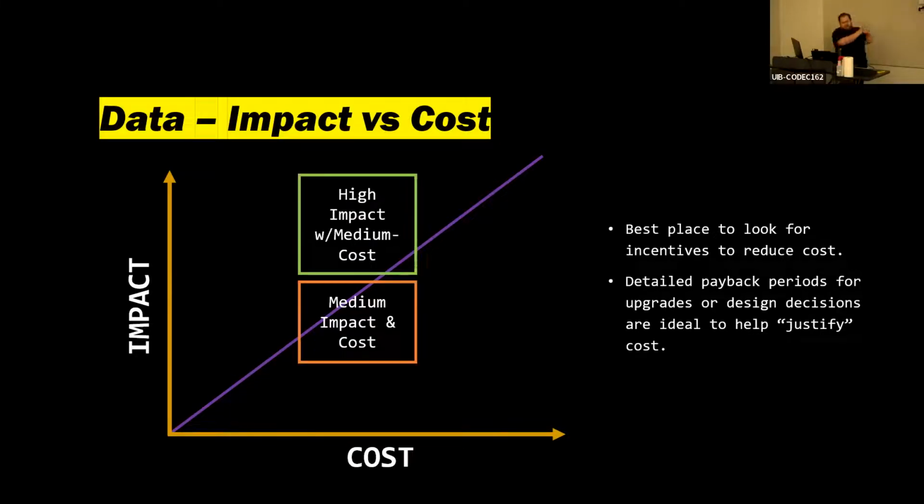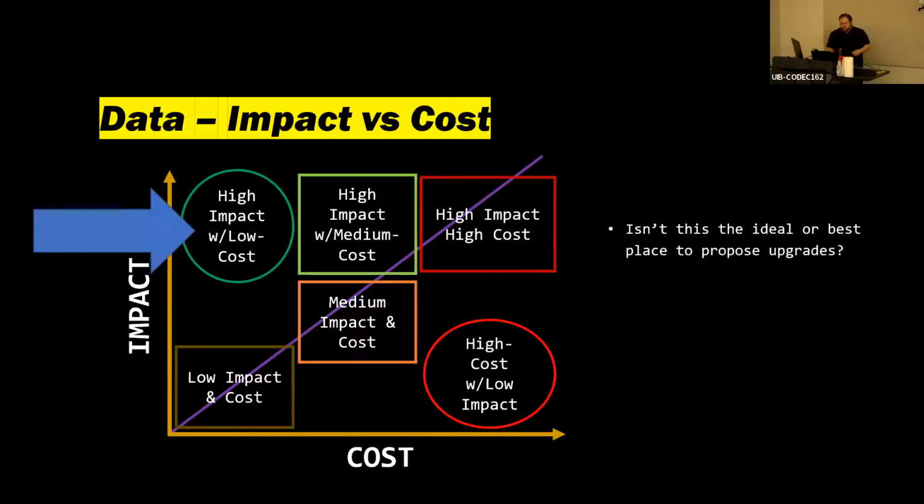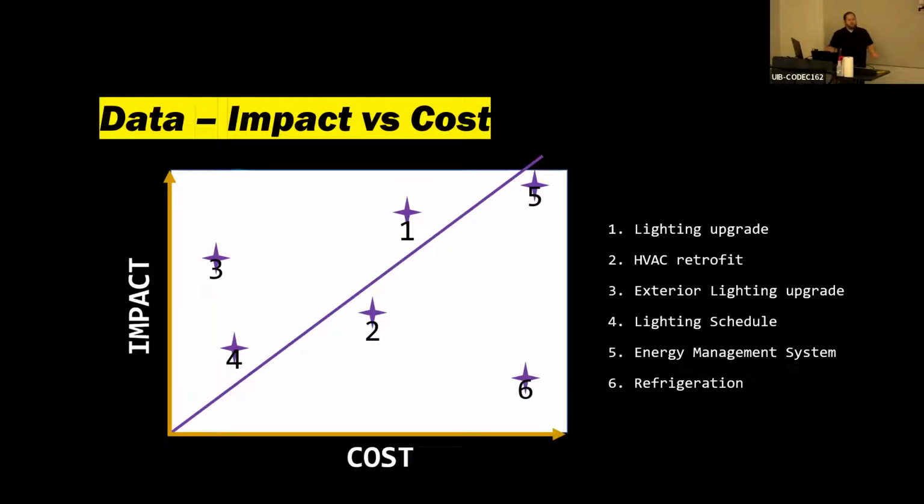This is the area of the graph where you want to look for incentives the most, because this is the middle of the range: either high impact with medium cost or medium impact with medium cost. What we're trying to do is push it over to this area of high impact and low cost. And how are you going to push it there? We're going to look at incentives.